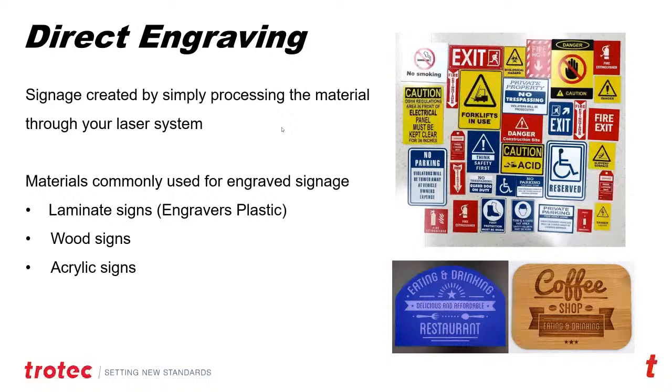I mean, I've picked a large flat stone off the ground, stuck it in the laser and engraved a sign on it for a garden. So you're not limited to what kind of materials you can process. Most materials will at least mark. If it's a combustible material, it will also cut. But for just engraving into the surface of the material, most materials will do that as well, as long as it's relatively flat. We're going to primarily focus on the most common, which is laminate, which is also known as engraver's plastic, wood materials, as well as acrylic, in the signage industry.